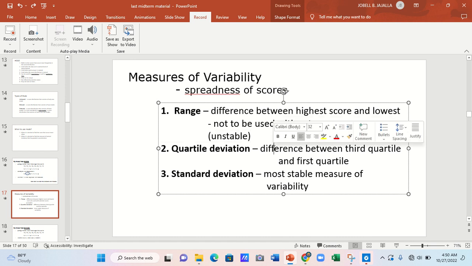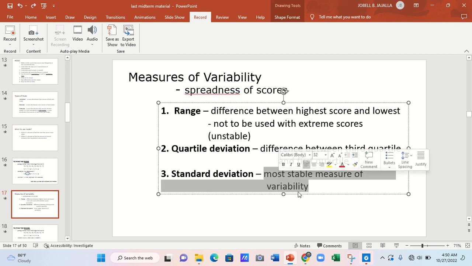Now, for number 2, this is just the difference between the third quartile and the first quartile. So if the item states na unsa man daw ang difference between the third quartile and the first quartile, ang answer ana is quartile deviation. Now, on the other hand, we have the standard deviation, which is the most stable measure of variability. Kung mangita gani ang item unsa ang most stable na variability measure, that is the standard deviation.